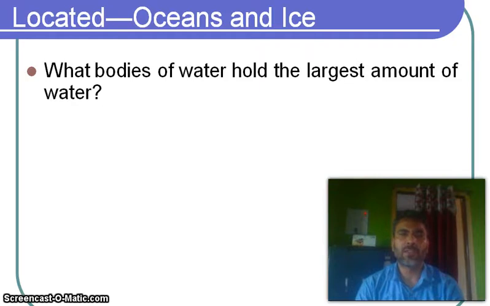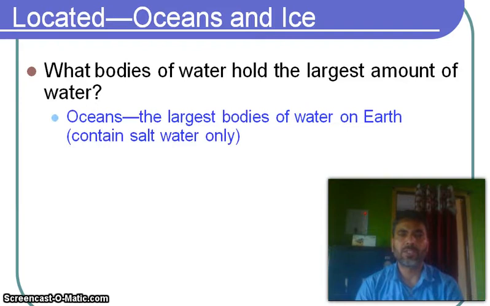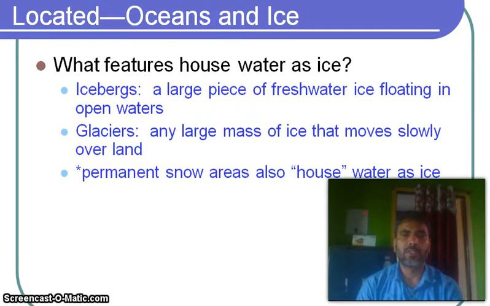What bodies of water hold the largest amount of water? Ocean. The largest bodies of water on earth contain salt water. What features house water as ice? Icebergs, a large piece of freshwater ice floating in open water. Glaciers, any large mass of ice that moves slowly over land. And permanent snow areas also house water as ice.